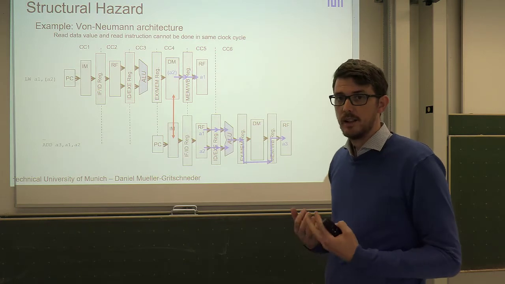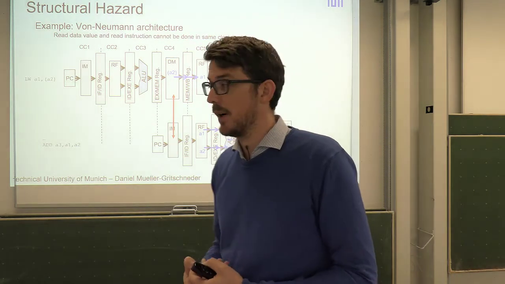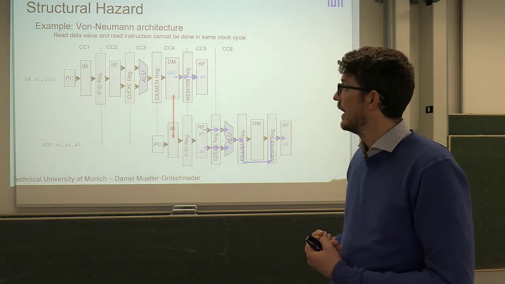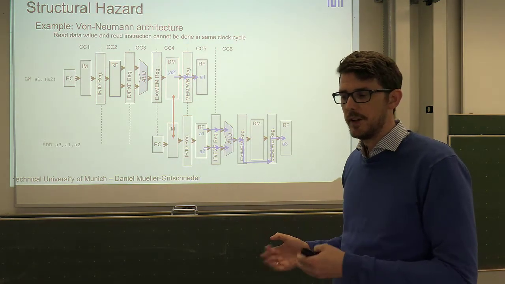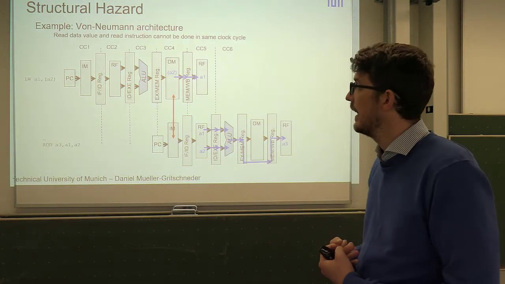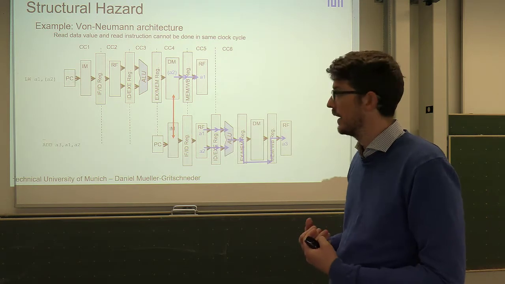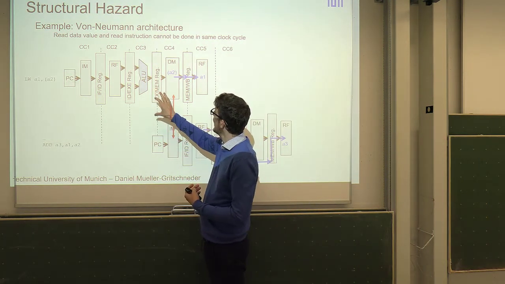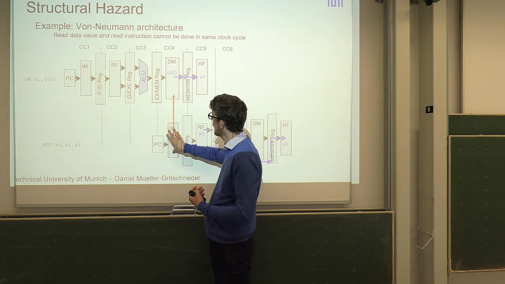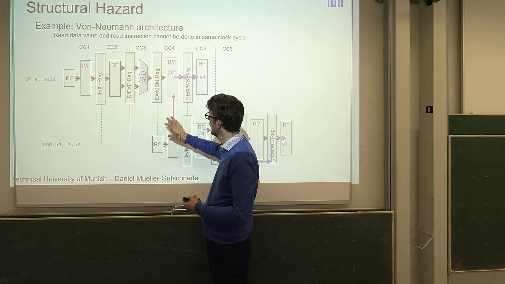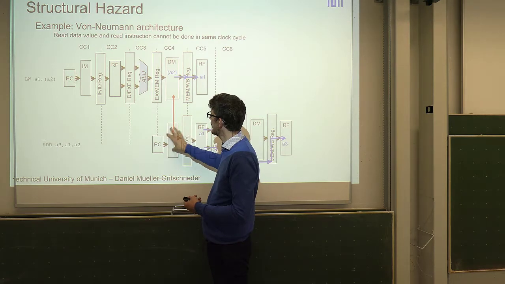Okay, the last type of hazard we want to talk about are the structural hazards. This has to do a lot with the pipeline design. So in the usual RISC-V pipeline with Harvard architecture, this doesn't happen. It can happen when you have a von Neumann architecture. In a von Neumann architecture, the data memory and the instruction memory use the same read interface, right? So you cannot read from a load some data value and at the same time fetch the next instruction.